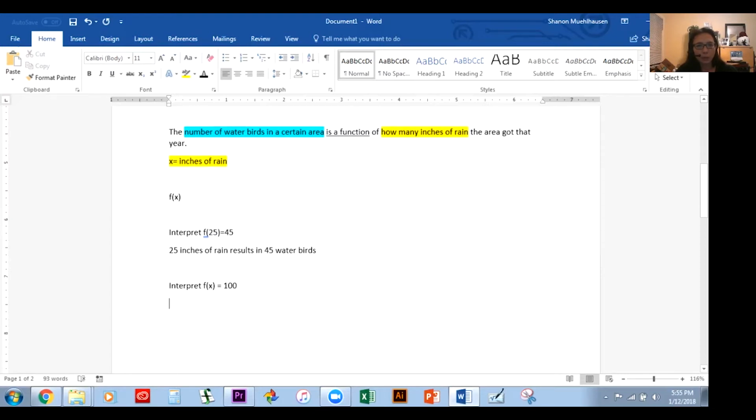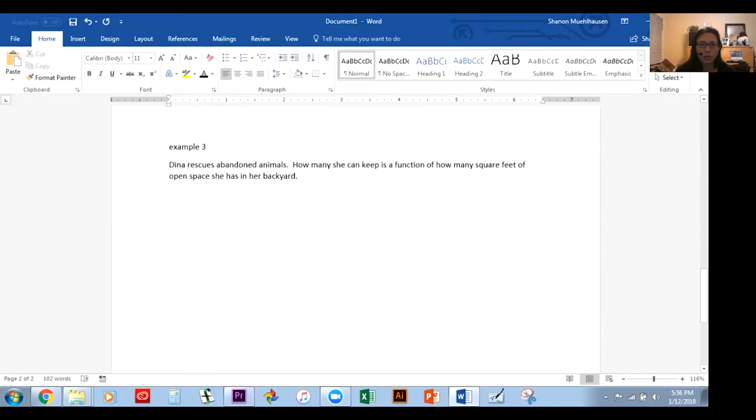Interpret f of x equals 100. We know that whatever gets put in, x is inches of rain. We don't have a number here, but we still can see the result. So if this were a question, possibly this is asking us how many inches of rain this unknown number will result in 100 water birds. So we're always looking for a function of something so we can define our x, our dependent and our independent variables. More on that later.